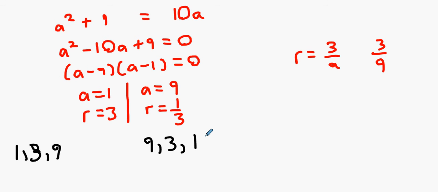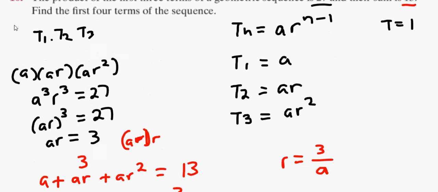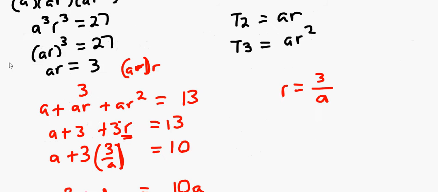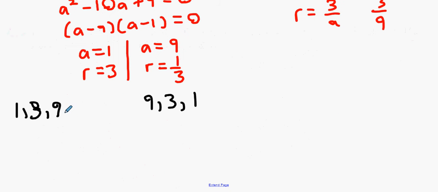And how many terms does it want? It wants the first 4 terms. No bother. Multiply 9 by 3 to get 27. And multiply 1 by 1/3 to get 1/3. There's your two answers. All good? Alright. Let's move on.